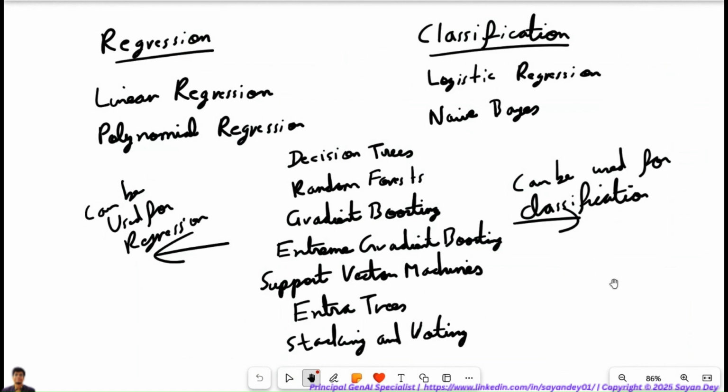On regression, on the left-hand side, we started off with linear. It can be polynomial also. On the right-hand side, on classification, we have something called logistic, and we have something called Naive Bayes. Naive Bayes is based on the Bayes rule of probability. It is a probabilistic model.